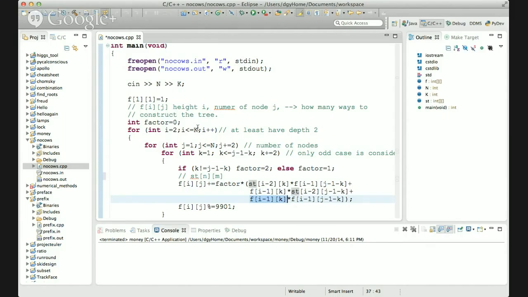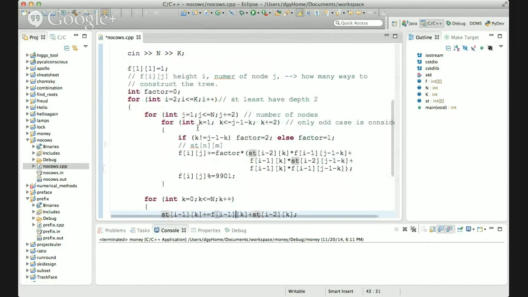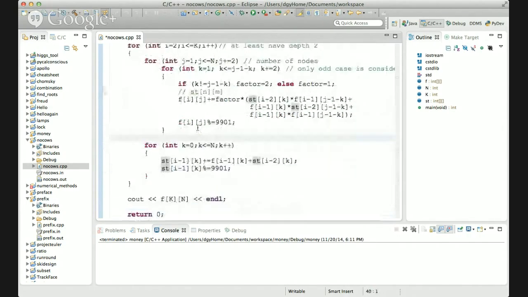So if my left has a k, right has a j minus 1 minus k, we combine each other, we have an n. We have a j, and then we just modulus it by 9901.